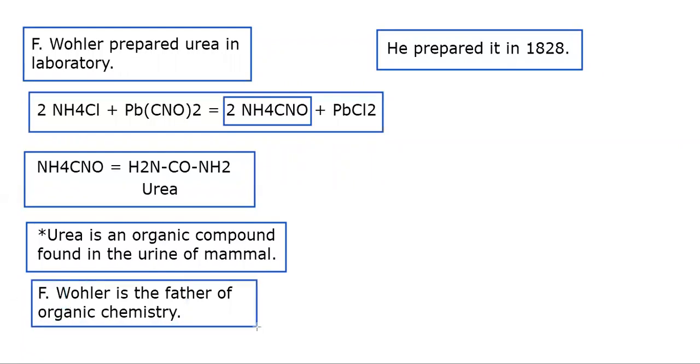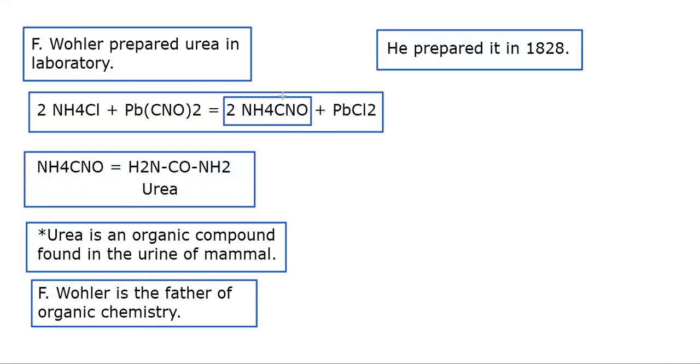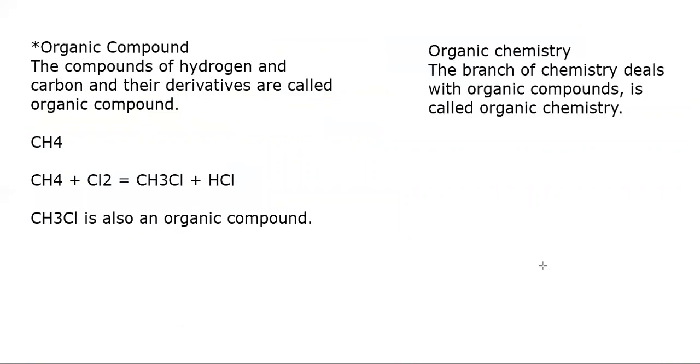Now Berzelius proposed that organic compounds are not possible to synthesize in the laboratory and are only synthesized in the living body due to vital force. But Wöhler prepared an organic compound in his laboratory. So now how can we define the organic compound? When scientists checked organic compounds, they found an interesting thing: there is always carbon. The compounds found from living sources always contain carbon. So based on carbon, they defined the organic compound again. According to the new definition, what are organic compounds?